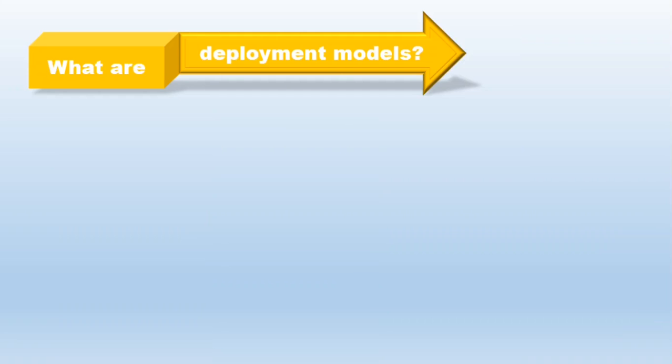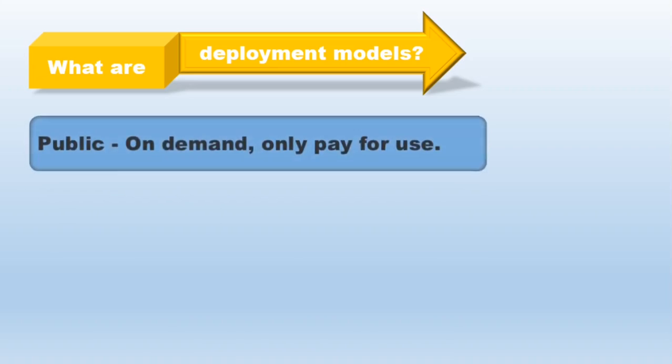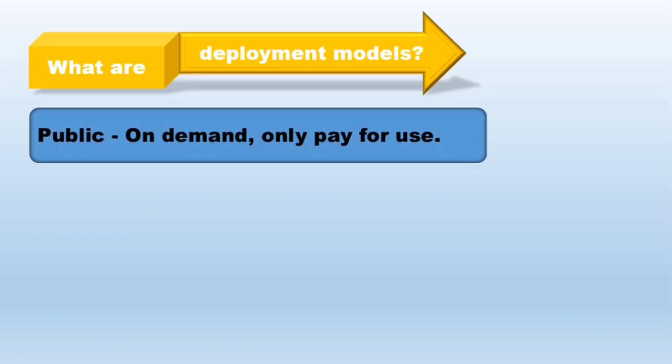So what are the deployment models provided by the cloud provider? There are three models: public, private and hybrid. The public model is most beneficial for startup companies, as it is on demand. You pay only for what you use. You don't need to buy much bigger hardware and software. You just use it on demand, and you can scale based on your requirement.